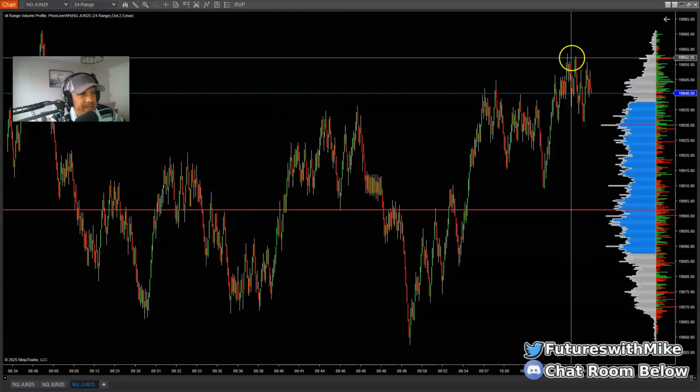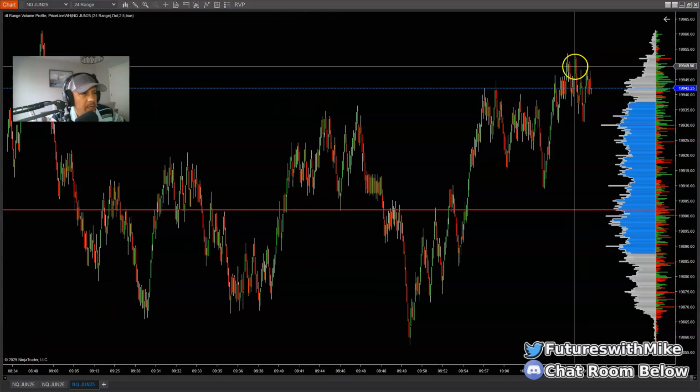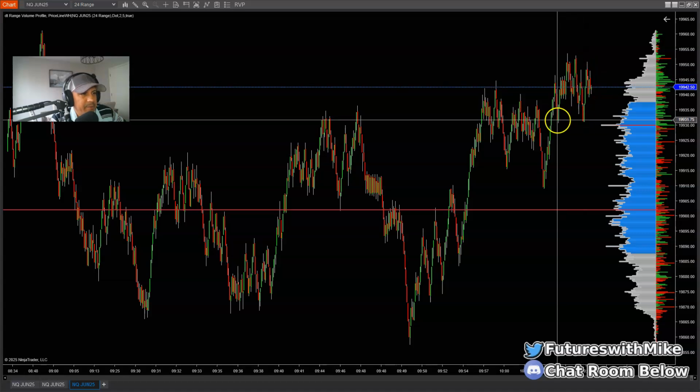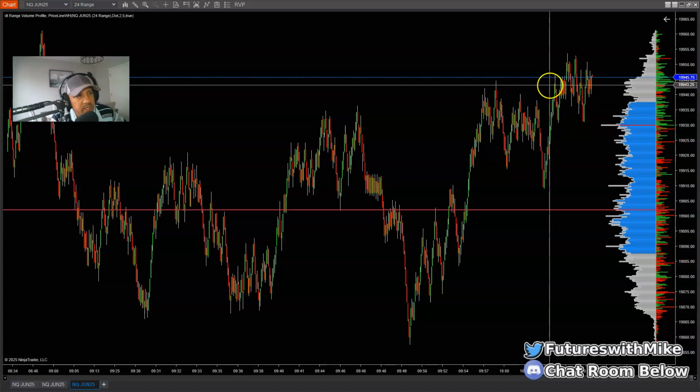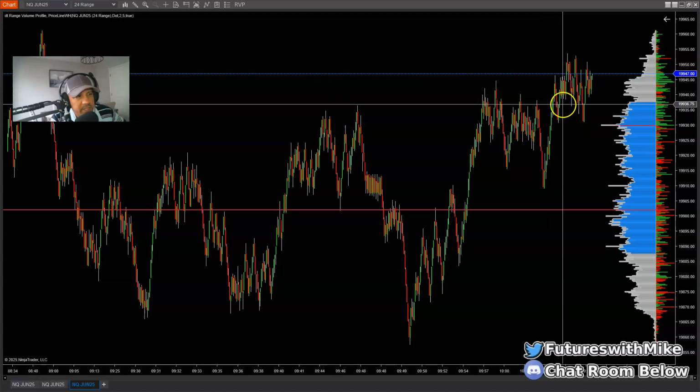All right, so right now they're making these small little lower highs coming down, but they haven't broken through this area structure right here. So not area, well, yeah, this little area structure, but also this demand area.